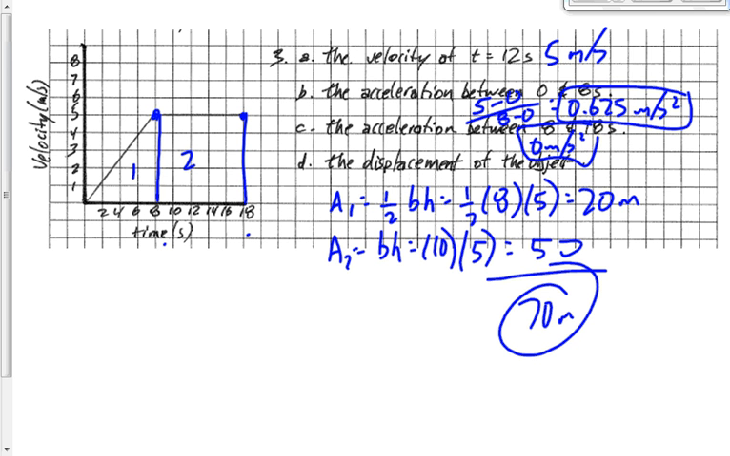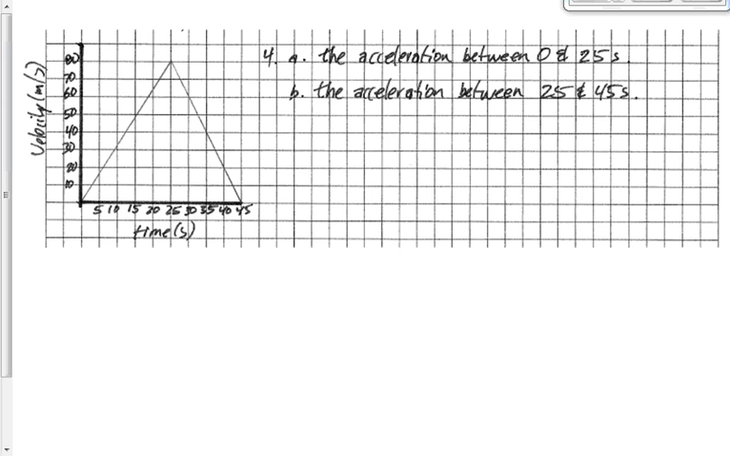Who didn't get 70 meters? Okay, for those of you who are having a little bit of trouble, does that make sense? Does it make sense what we're doing here now? Okay, one more. The acceleration between 0 and 25. Between 0 and 25, right, Kate? We're going to go from here to here.